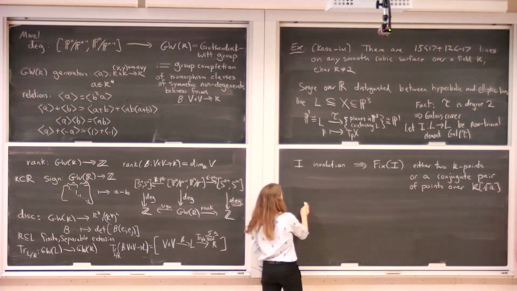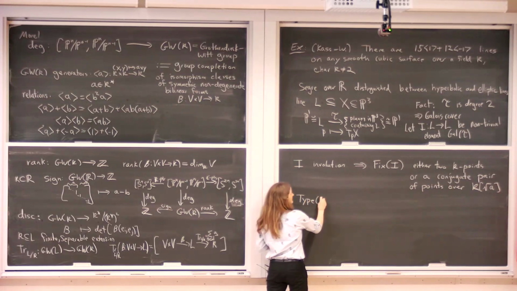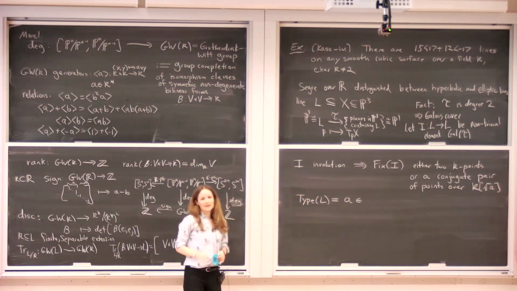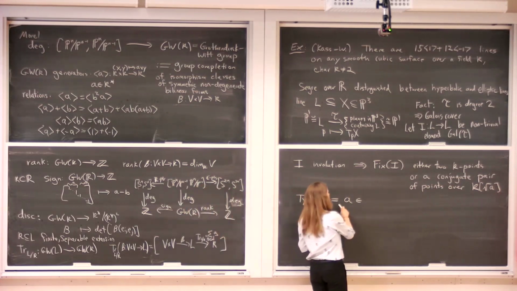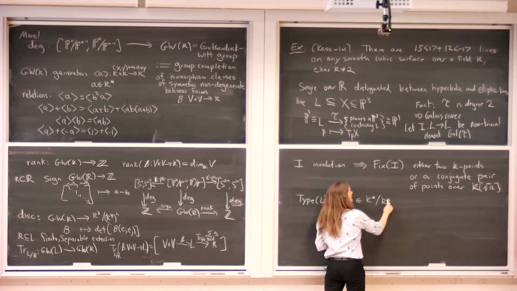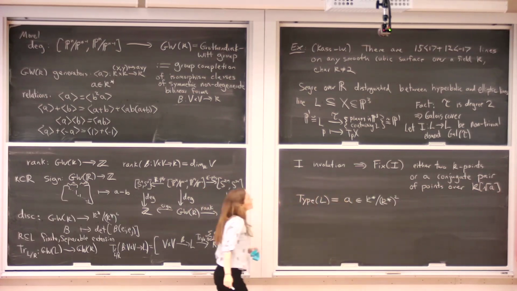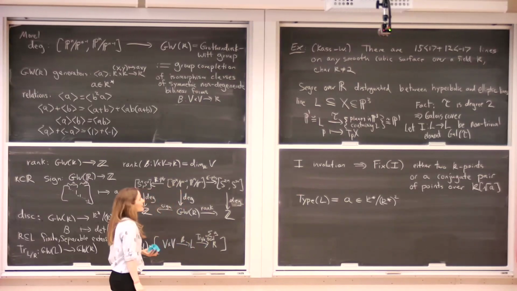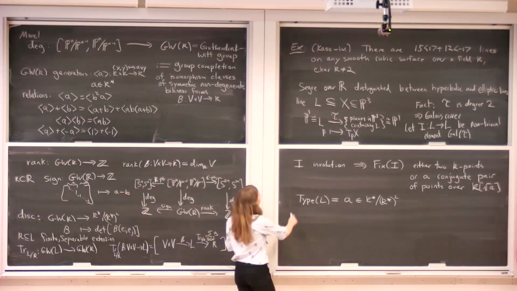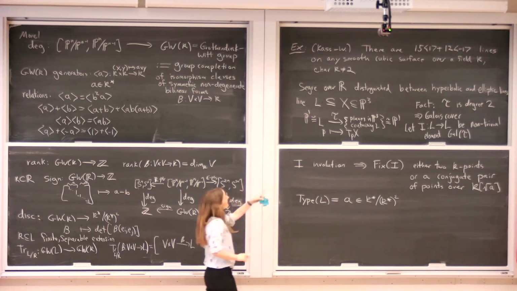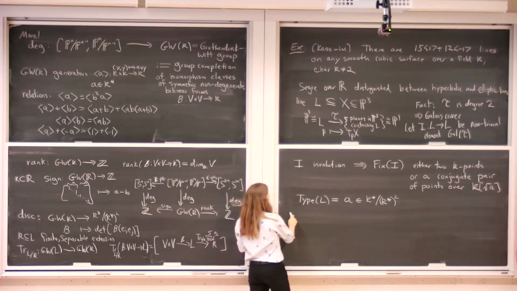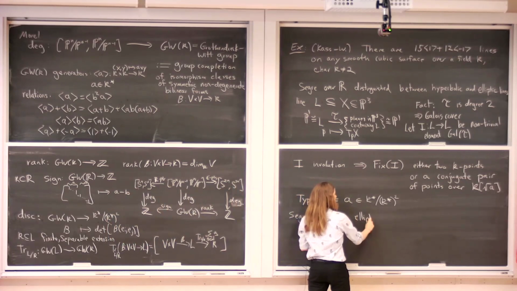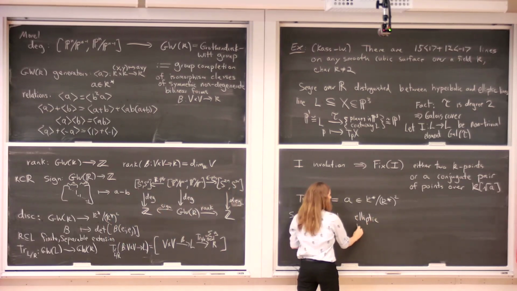Let's define the type. If you've got 2 points over k, let A equal 1; otherwise A is the discriminant of that quadratic, an element of k star. Then if A equals minus 1, you're elliptic. A equals plus 1, you're hyperbolic.